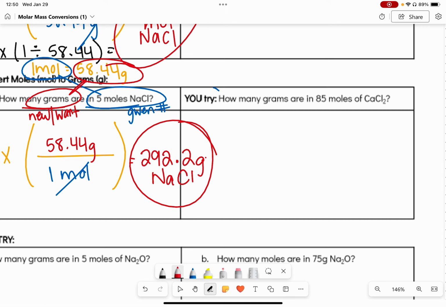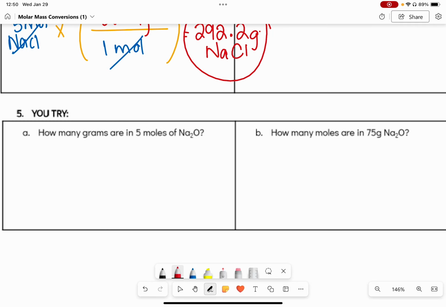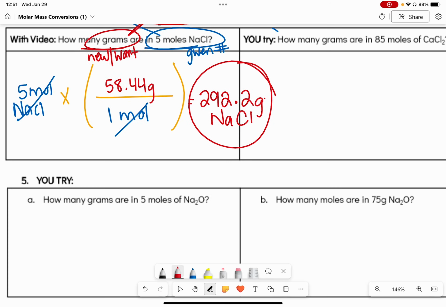Once you are done with this question, you are going to try number 5A and 5B on your own. And again, make sure you write your answers out on the paper and put your answers into the Google form. If you get these questions wrong, it will send you to a video that explains how to do the problem. That is the end of this video on how to change between grams and moles.